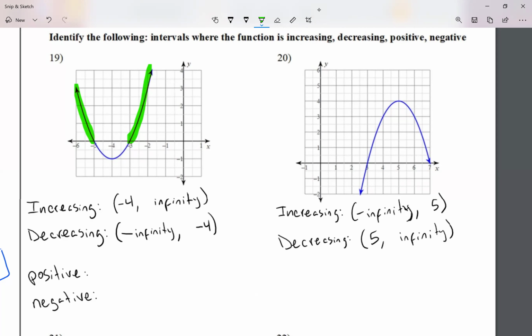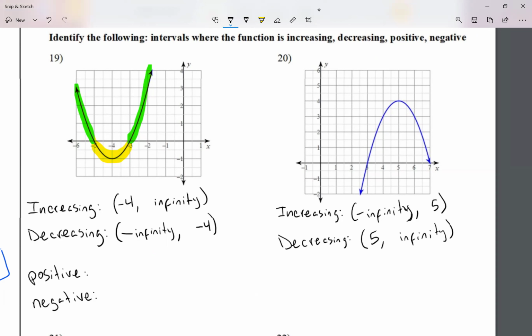So two intervals. I'm highlighted in green when my function is above the x-axis. And then in yellow, let me highlight when it is below the x-axis. It's only one section, so only one interval. Okay. So there will be cases when you have two intervals, like in this case. So positive. Okay. Let's take a look.